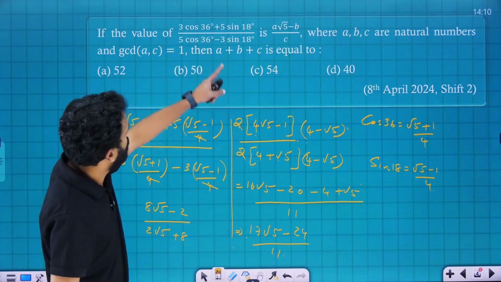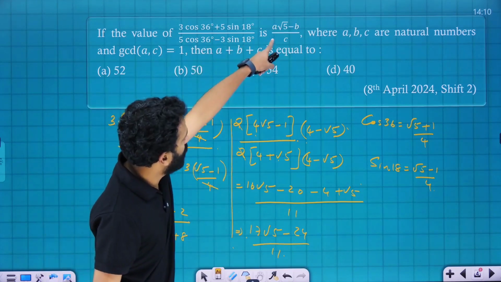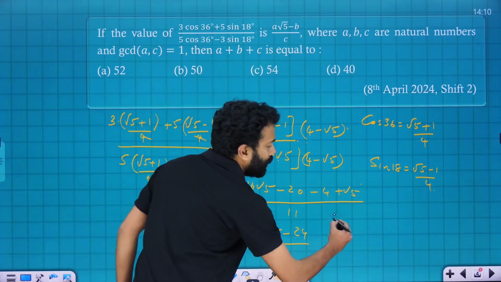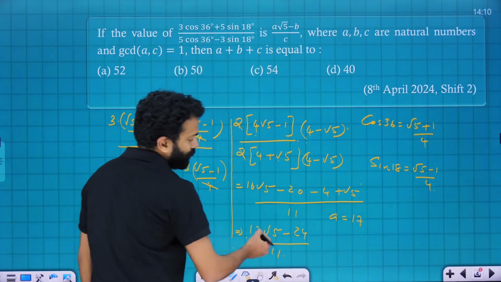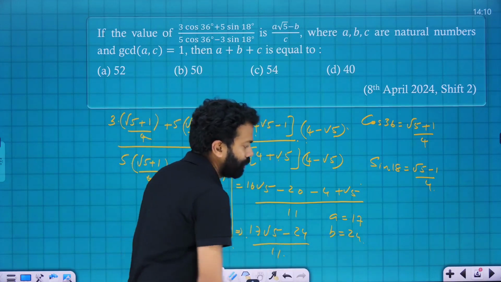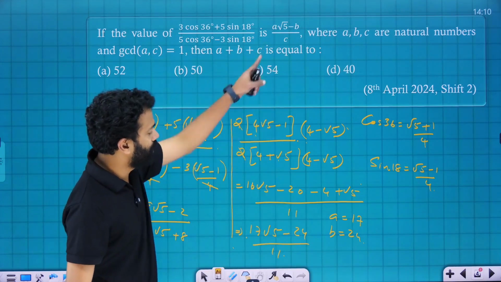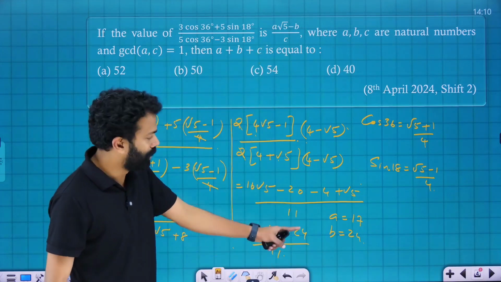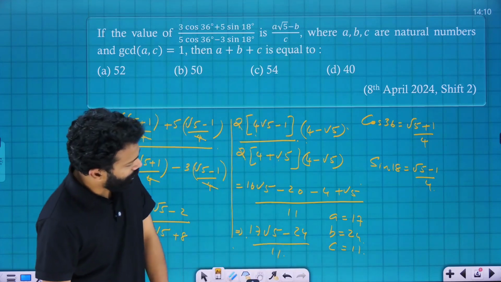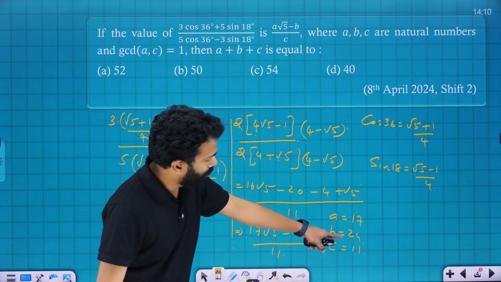If you compare it with the corresponding expression here, it is a root 5 minus b by c. So what is a? A is equal to 17, that is the coefficient of root 5. And what is b? B is 24. Be careful while taking b because you don't have to take the sign. Minus b is minus 24, therefore b is just 24. And what is c? 11.